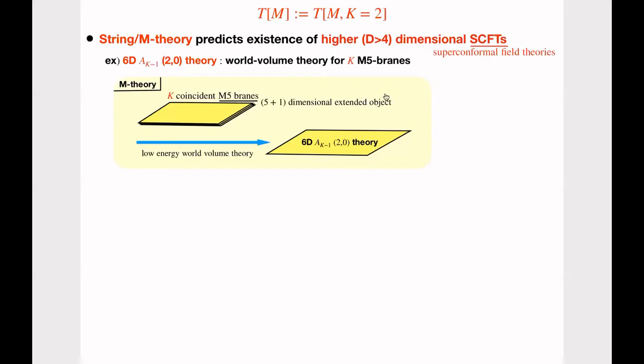There is some defect plane, a six dimensional defect, which can be considered as a defect in the 11 dimensional M theory, and we are only looking at the theory on the defect. The M theory on the ambient space, is it gapped or gapless, is it also a conformal theory?